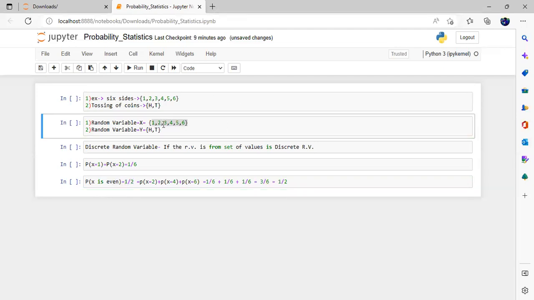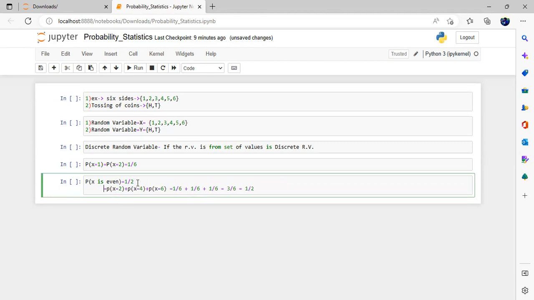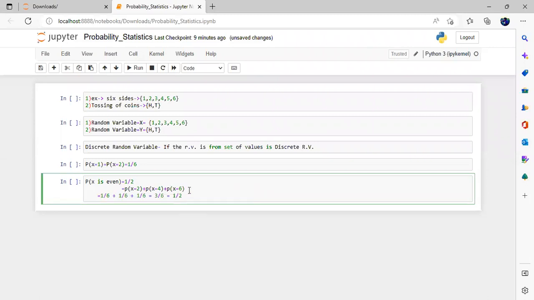You can directly say that half of the terms are even and half are odd, so the probability is 1 by 2. This is how that 1 by 2 comes. Is it clear?